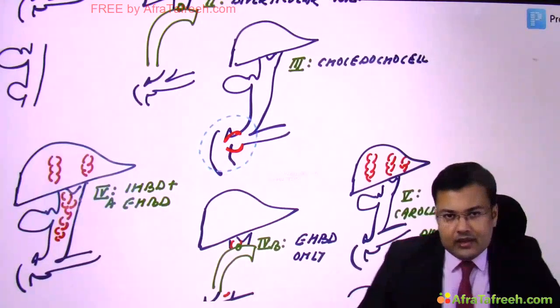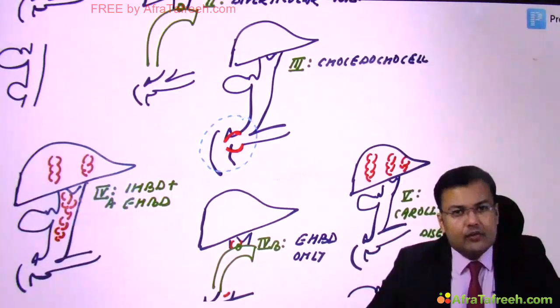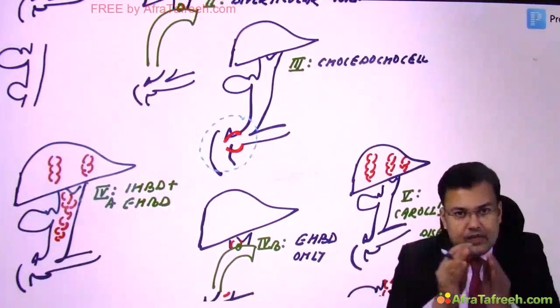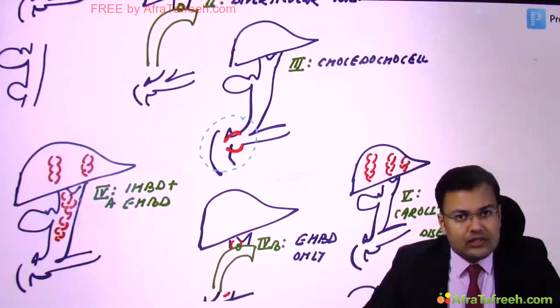Type 3 is a bit different. Here there is dilatation of the terminal, intraduodenal part of the bile duct. Here we go for endoscopic sphincterotomy and cyst unroofing. So this is how we manage choledochal cyst.